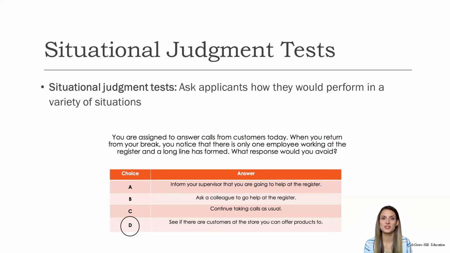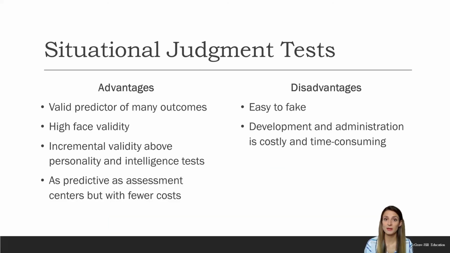The final type of performance simulation test that I'd like to mention is the situational judgment test, which asks applicants to judge how they might respond in a situation. I have an example of a situation. What would you do? These tests can be valid predictors of many outcomes. They have high face validity because the situations that are presented come from the job analysis. They are created based on what employees, managers, subject matter experts say are typical situations faced by job incumbents.